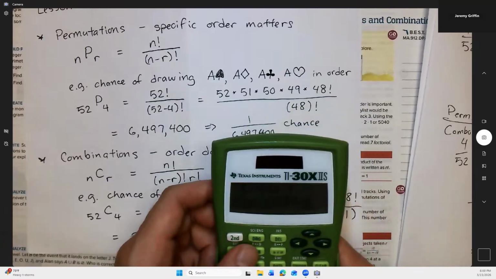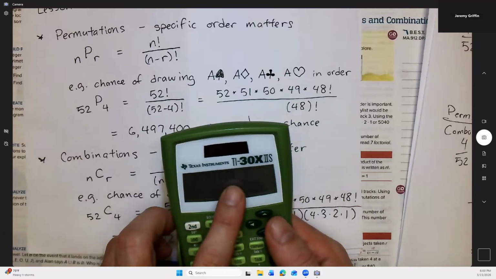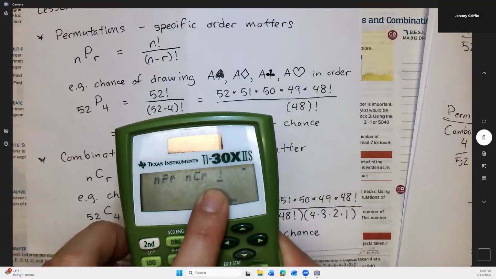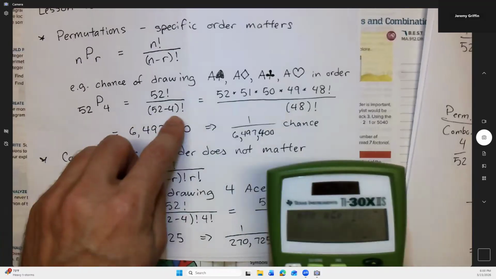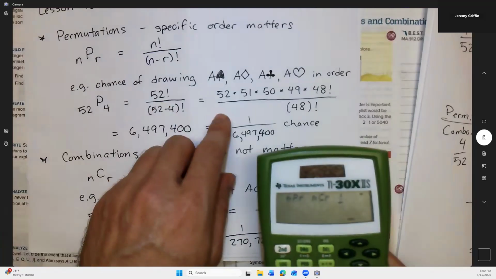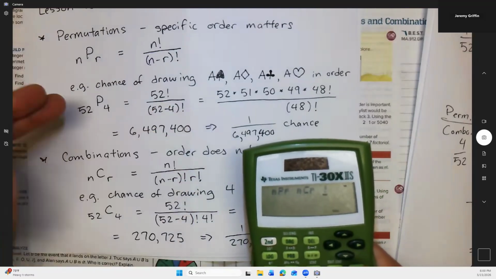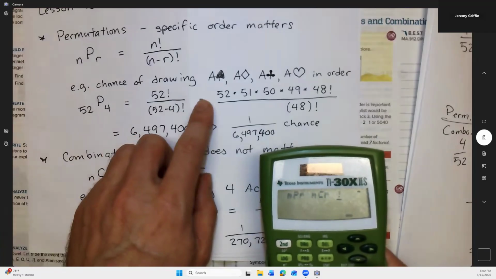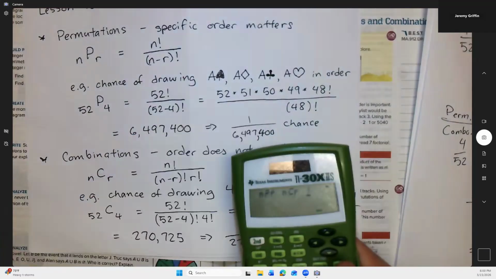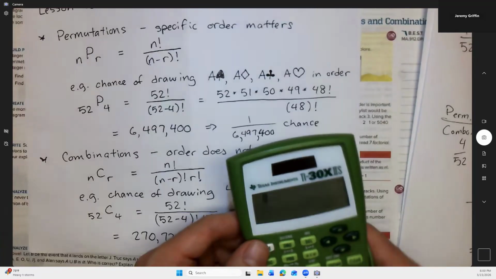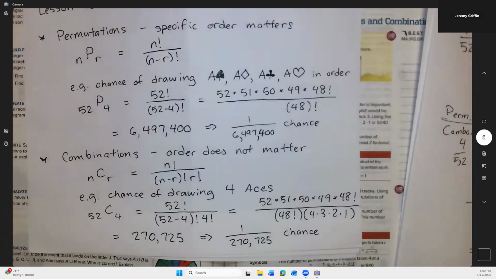Go back to PRB one more time. There is one more option. It's that exclamation point, which is factorial. That's what you're seeing right here, factorial, which means you multiply that number by all the whole numbers all the way down to 1. So 52 factorial is 52, 51, 50, and so on all the way down. All right, so your calculator will handle all of that for you if you want.